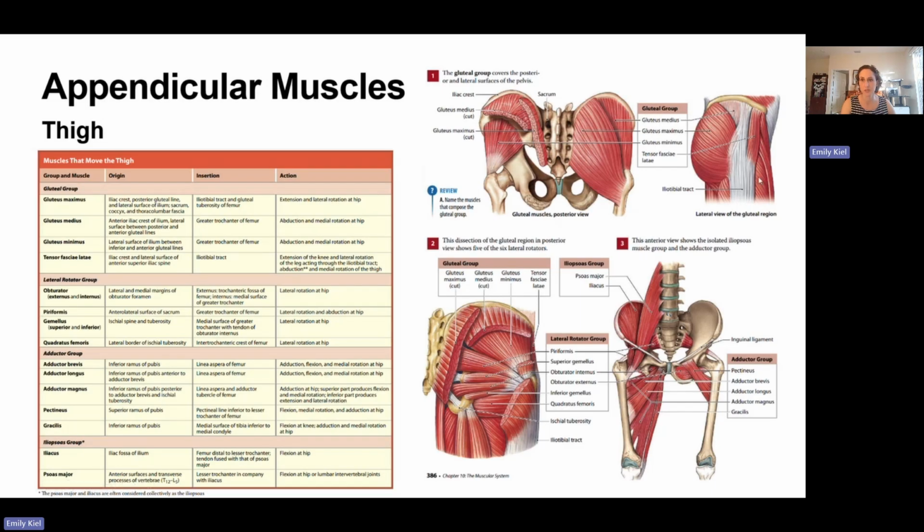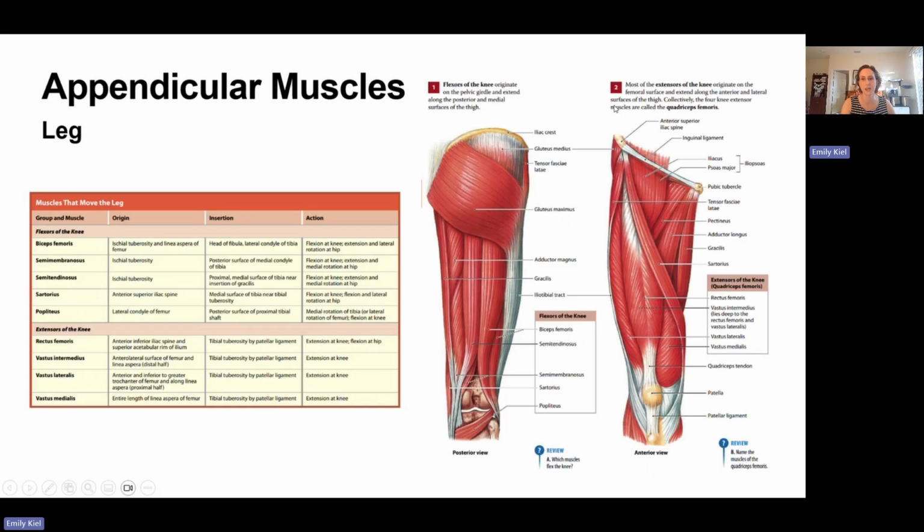Let's see, I don't know that we can see it here, but if we go to the next one of the leg, we can see the sartorius muscle. Sartorial, the root of the word comes from tailor, like someone who sews or makes a suit or hems something. And the muscle runs across like the fabric would fall across the tailor's leg when sewing.